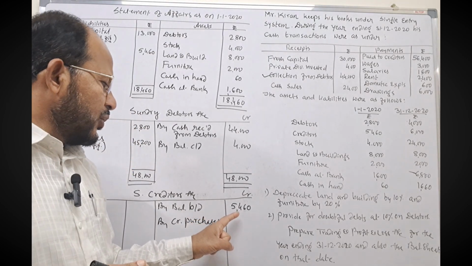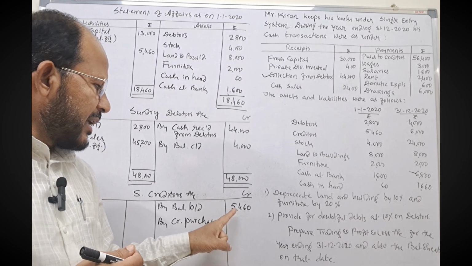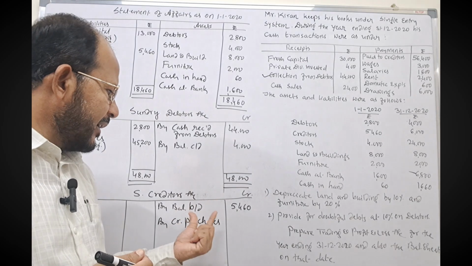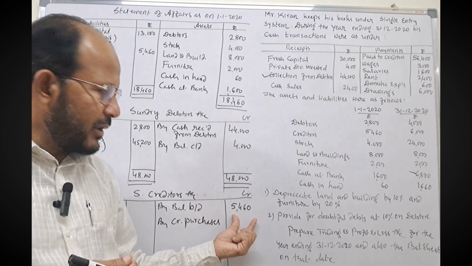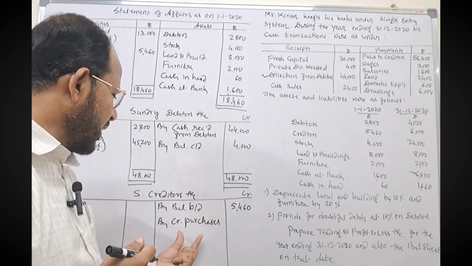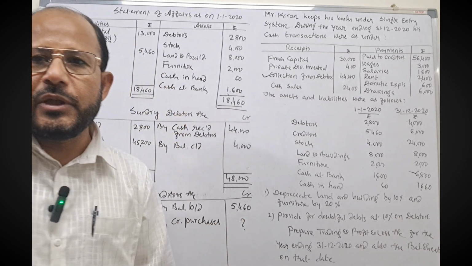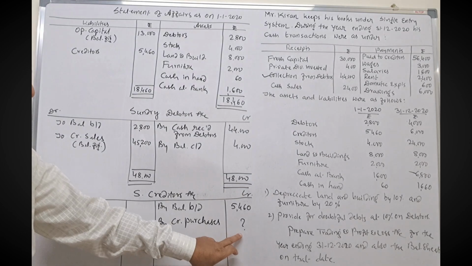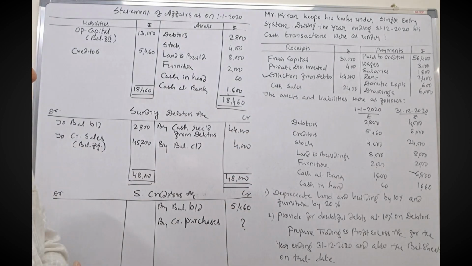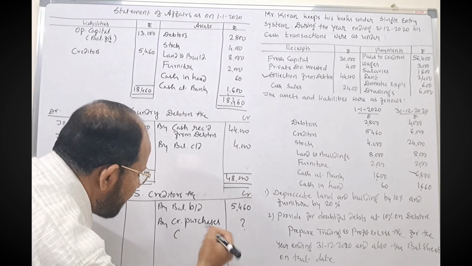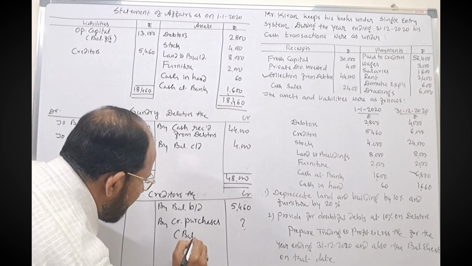5,460 is the amount which was not paid in the last year to the creditors. That is why I have taken it here as the opening balance in the creditors account. And during the year, whatever credit purchases are made, we write here. But credit purchases are not given in the problem. That is why we are going to find this out. This is the missing figure, called the balancing figure.